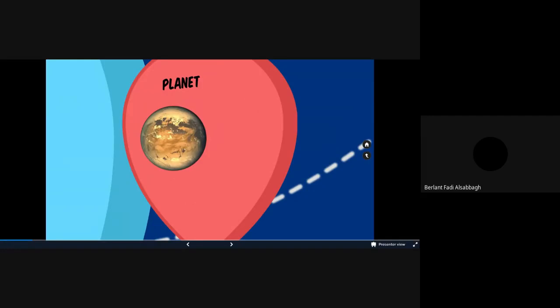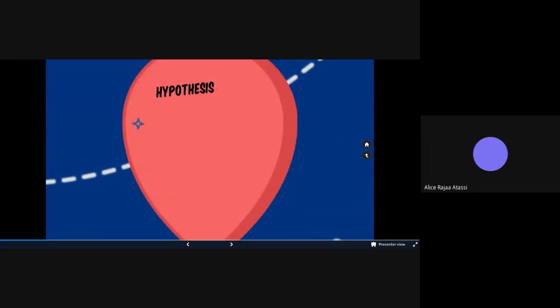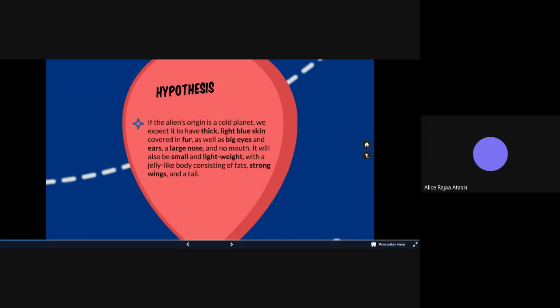To aid us in our research, we have presumed that our alien is native to the distant planet Kepler-186f, which is in the Kepler-186 system about 500 light-years from Earth in the constellation Cygnus. It's a dim, dark planet that is extremely cold and has CO2 as the dominant gas in its atmosphere. We've reached the following hypothesis. If the alien's origin is a cold planet, we expect it to have thick, light blue skin covered in fur, as well as big eyes and ears, a large nose, and no mouth. It will also be small and lightweight, with a jelly-like body consisting of fat, strong wings, and a tail.